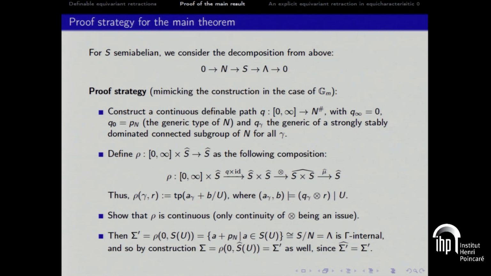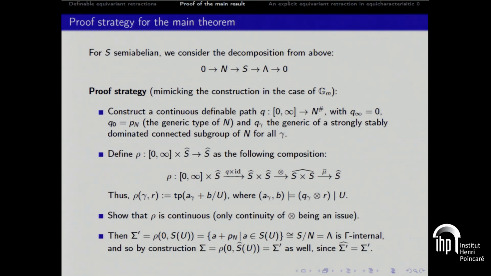It's obviously S-invariant. That's not equivariant, but that's not a problem. And the final image is easily computed because on simple points, it will just be the set of generics of cosets of Pn, which is parametrized by lambda. So it's gamma-internal. And then, since this is already gamma-internal, it will not increase if we plug in stably dominated types, so if we plug in S hat of U, because we have this equation: if you have a gamma-internal set, then the only stably dominated types on it are the realized ones. Okay, so that's the strategy.